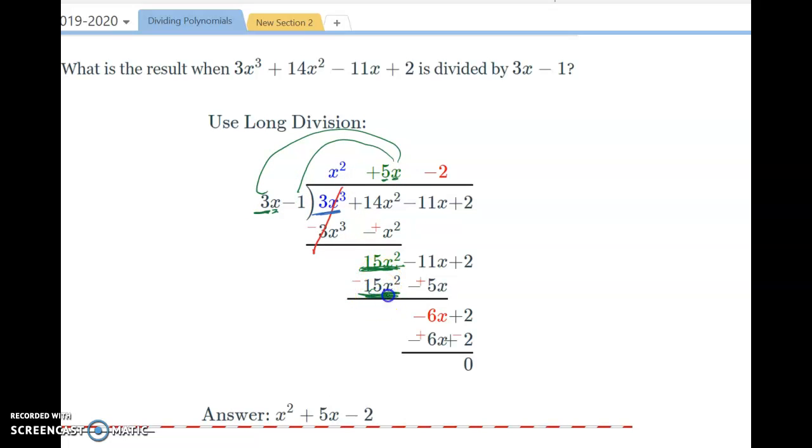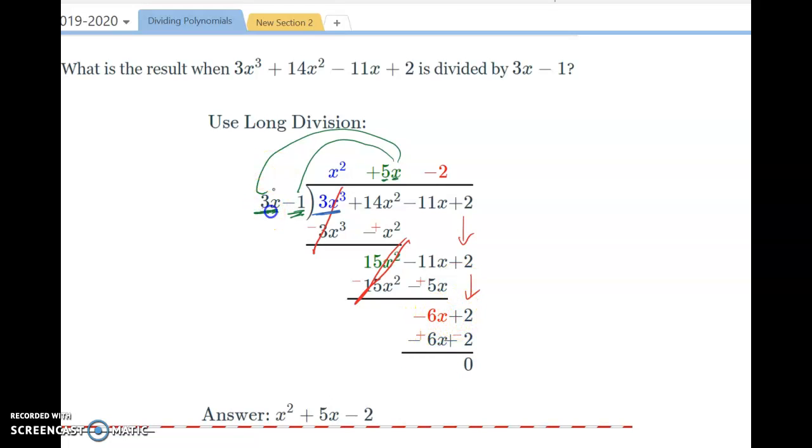3x times 5x is 15x squared. Negative 1 times 5x is negative 5x. And I distribute a negative there. So I have negative 15x squared, and this 15x squared cancels. And then I have negative 11x plus 5x, and I get negative 6x. We keep bringing it down, and now we have what multiplies to be negative 6x.